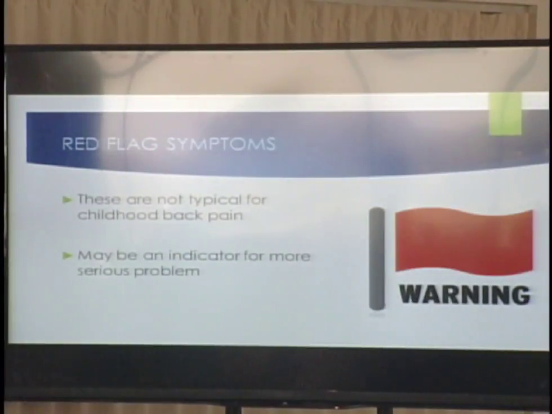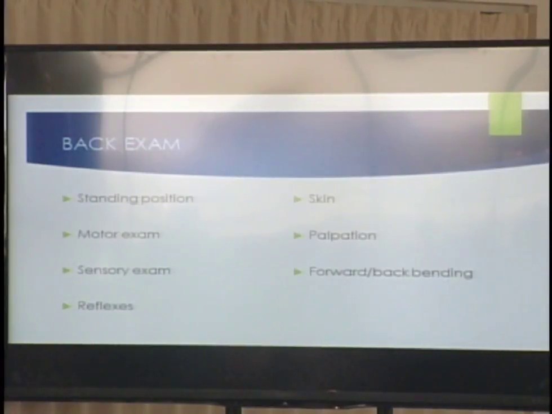And so these are not that typical. Lots of kids have back pain with activity and things, but it doesn't typically stop their activities. And so this may be an indicator for a more serious problem. So their exam, some of this has been touched on already today. The standing position is important. The Adams forward bend test, again, obviously looking for deformity, sensory exam, reflexes, those kinds of things.